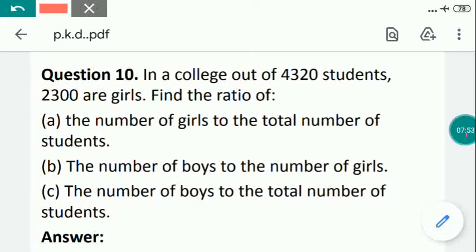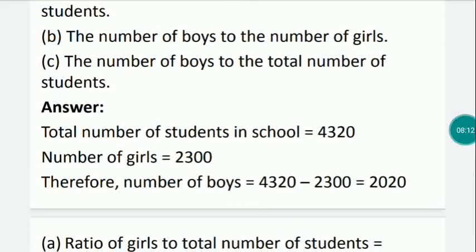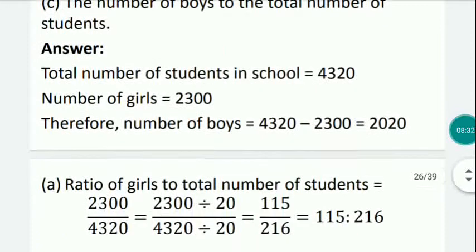Now here in a college, total students are 4,320, girls are 2,300, so remaining are boys. So boys is nothing but 4,320 minus 2,300. So we find it. Total number of students in school is equal to 4,320. Number of girls are 2,300. Therefore, number of boys is 4,320 minus 2,300, so boys is 2,020.